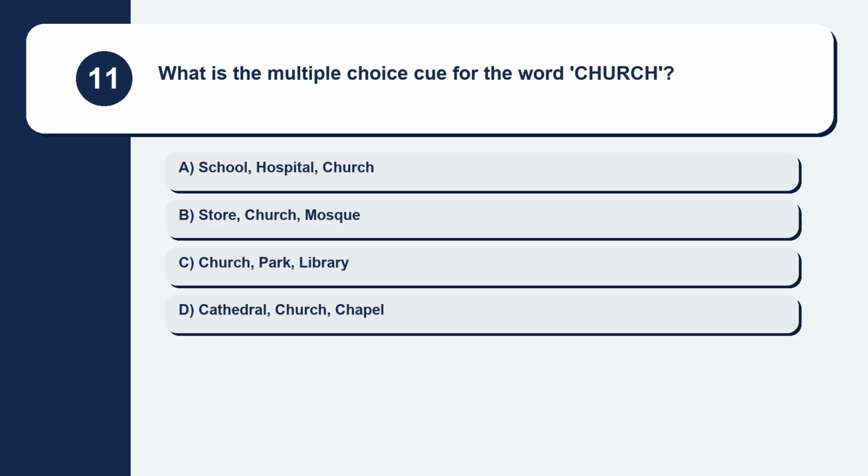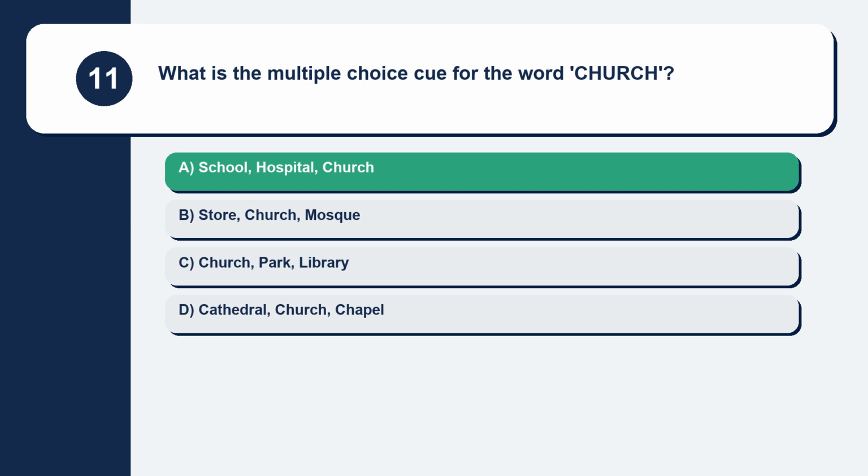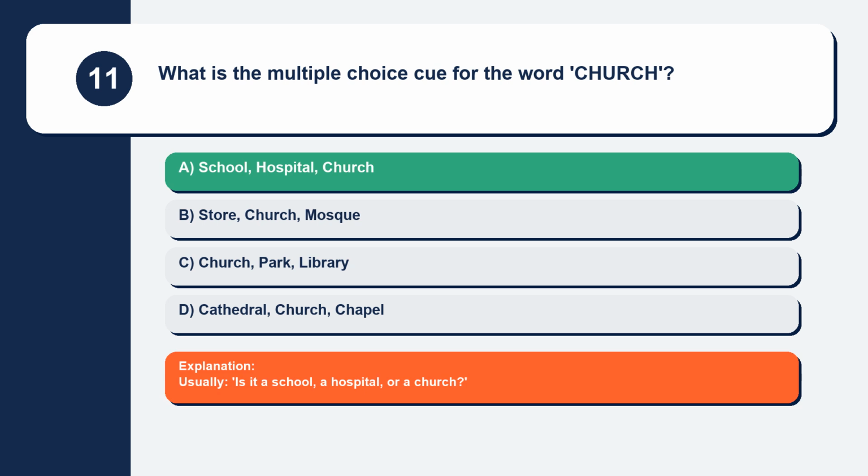Question 11. What is the multiple choice Q for the word church? School, hospital, church. Store, church, mosque. Church, park, library. Cathedral, church, chapel. Usually, is it a school, a hospital, or a church?